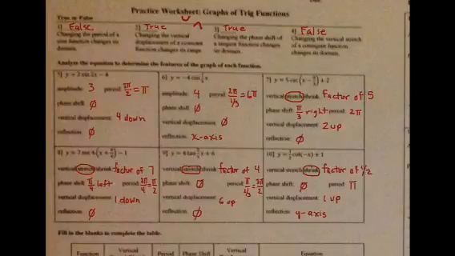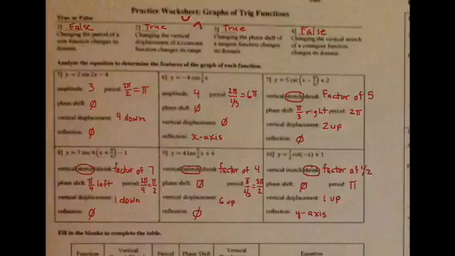So therefore, it's false. Numbers 5 through 10, they just want you to analyze. So the amplitude is right here, so it's 3. The period is 2 pi over b. B is 2, so you get pi. No phase shift, it's -4 here, so it's 4 down, and no reflection.